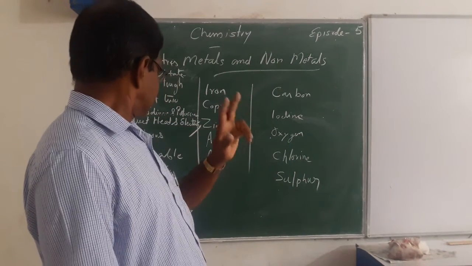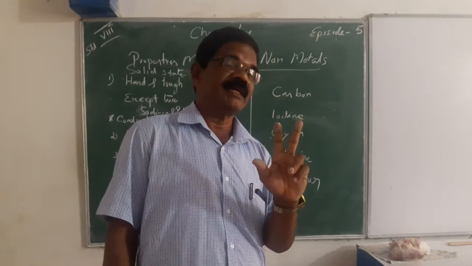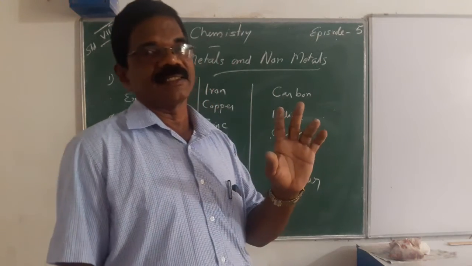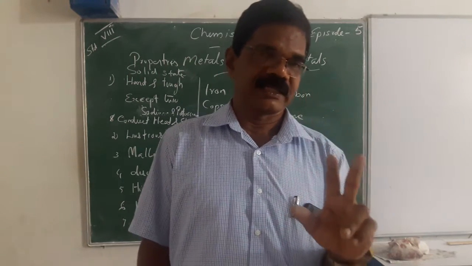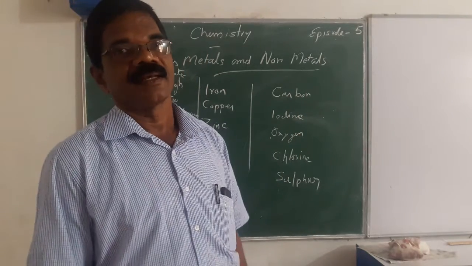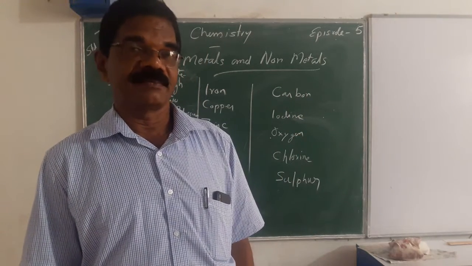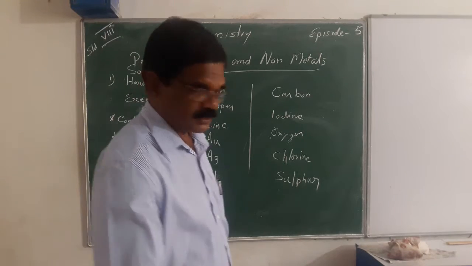Remember the metals with low density. Sodium and potassium have two properties. They are soft and they have low density. Mercury is the liquid metal, and at the same time, low melting point, gallium. The symbol is Ga. Then we can go to the properties of the non-metals.